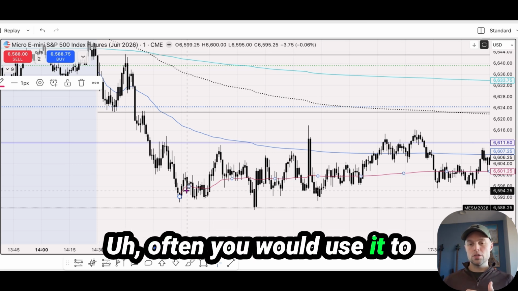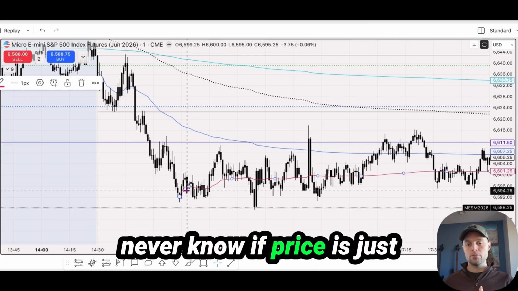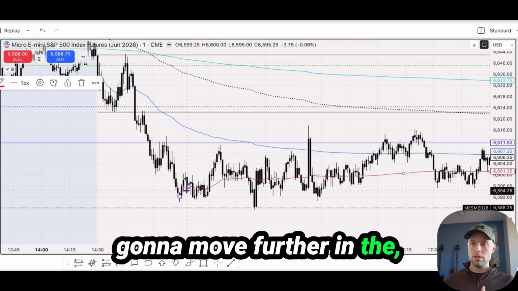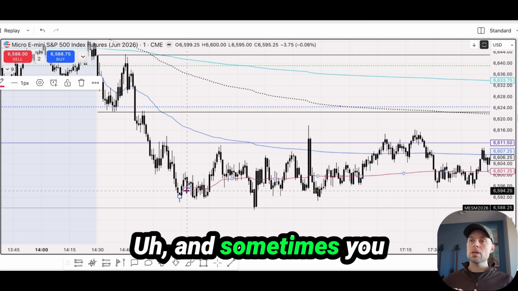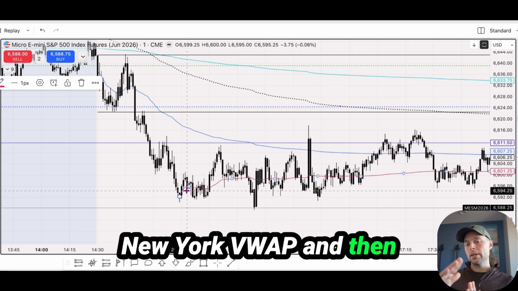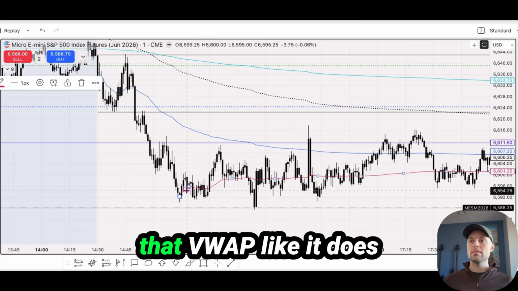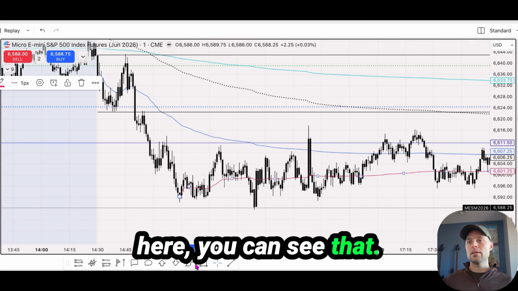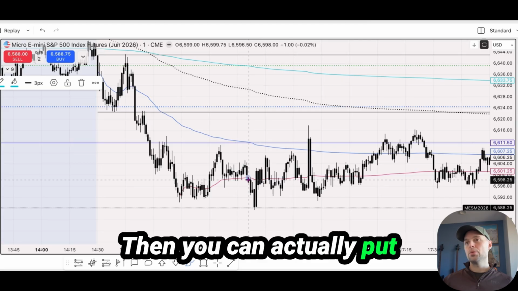Often you would use it to scalp, like take really small moves, because you never know if price is just going to move further in the direction of the trend, but it can. And sometimes you will also see price go back up towards the New York VWAP and then come back down and break the low of day VWAP. And once it breaks that VWAP, like it does here, you can see that it does actually break it here and close below. Then you can actually put in a trade here.